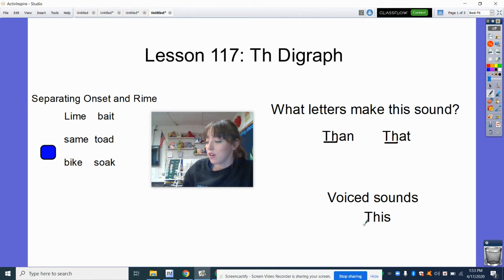Okay. So how we code voiced lines is we put a line right through the middle of it. And this lets us know that this digraph right here is voiced. So when you code these words, you're going to have two lines. One line because it's a digraph, and one line because it's a voiced digraph.